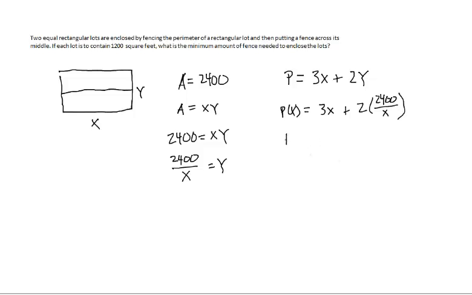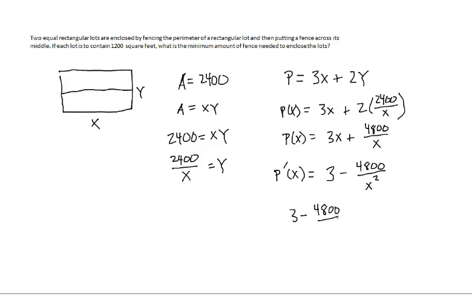And now I'm going to simplify this. So I have p of x is equal to 3x plus 4,800 divided by x. And now we want to take the derivative. So p prime of x is equal to 3 minus 4,800 over x squared. And now that we found the derivative, we want to set that equal to 0. So we have 3 minus 4,800 over x squared is equal to 0.